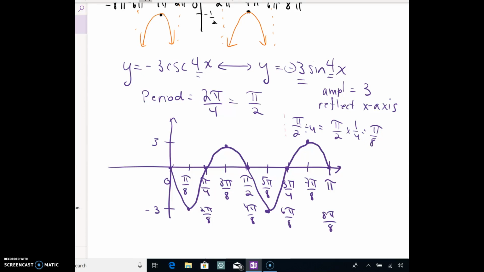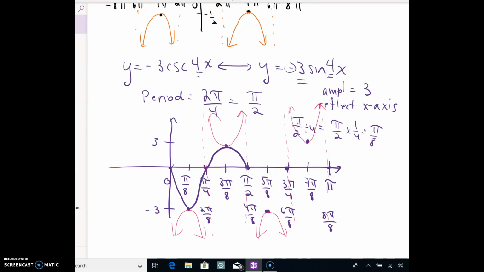Now let's use the fact that it's a reciprocal. Remember that zeros become asymptotes. Zeros, you guys are all going to become asymptotes. Peaks become valleys, and valleys become peaks. So this is a valley. It's now going to become a peak. This is a peak. It's now going to become a valley. This is a valley. It's now going to become a peak. And this is a peak. It's now going to become a valley.